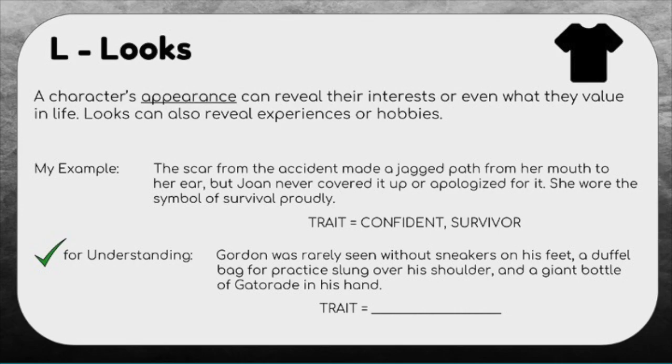So, for example, the scar from the accident made a jagged path from her mouth to her ear, but Joan never covered it up or apologized for it. She wore the symbol of survival proudly. So here we learn that Joan has a scar from her mouth to her ear, and she never tries to hide it. She actually wears it very proudly. This shows us that Joan is confident. It shows us that she is proud, and it shows us that she is a survivor.